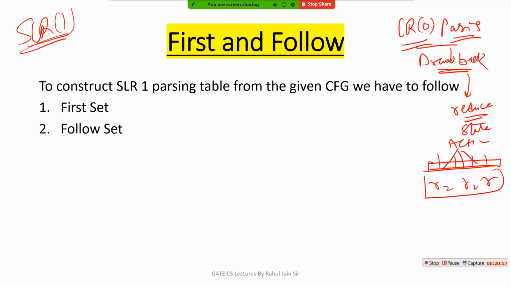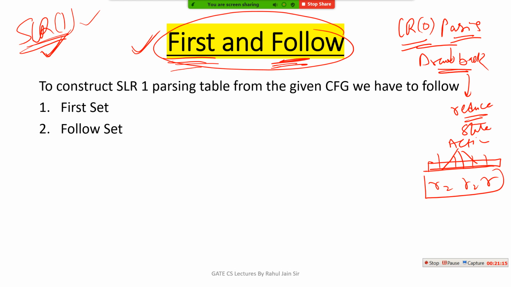right? So for learning SLR1, we need to learn the first and follow concept, because until and unless we learn the first and follow concept, we can't learn SLR1. So I am discussing the concept of first and follow, and after that we will discuss SLR1 parsing. It is a very important topic, and in the GATE exam itself, they have asked direct questions on first and follow, asking for the first and follow of the given grammar.